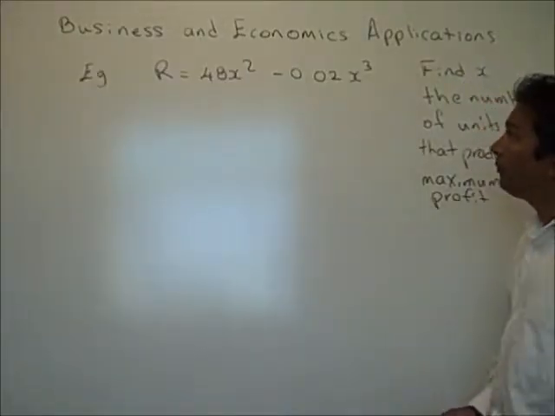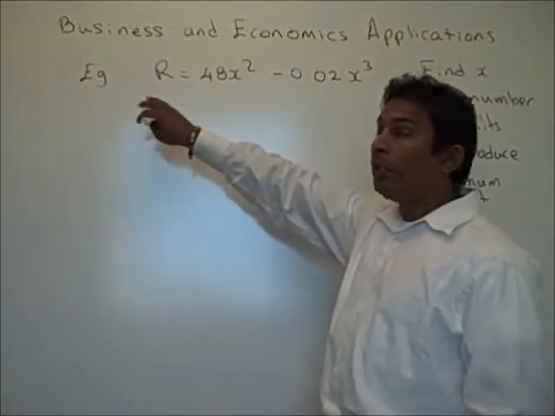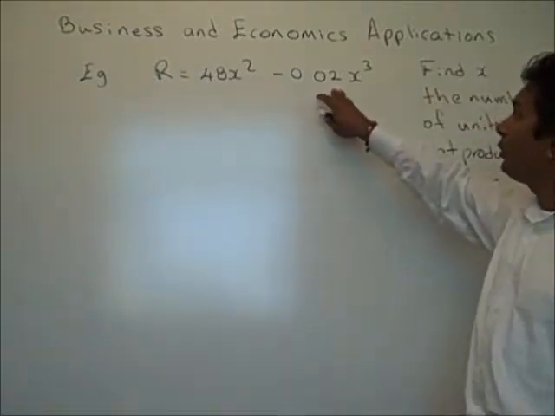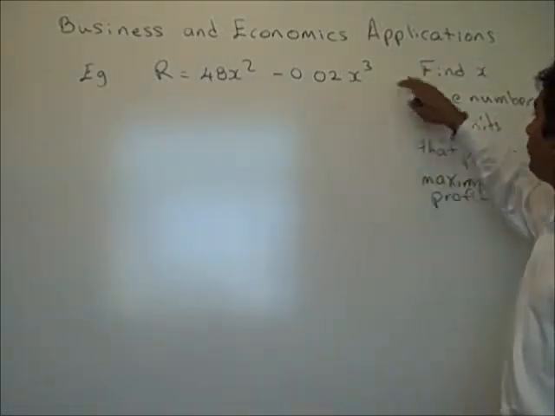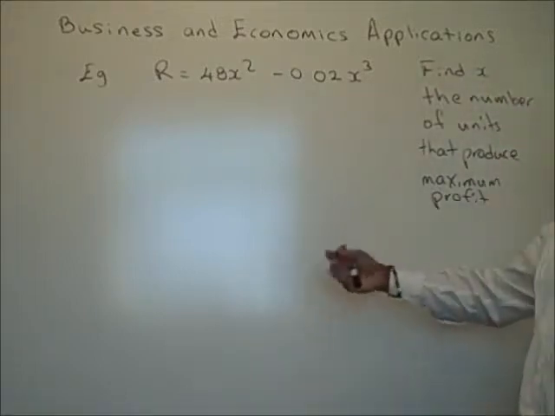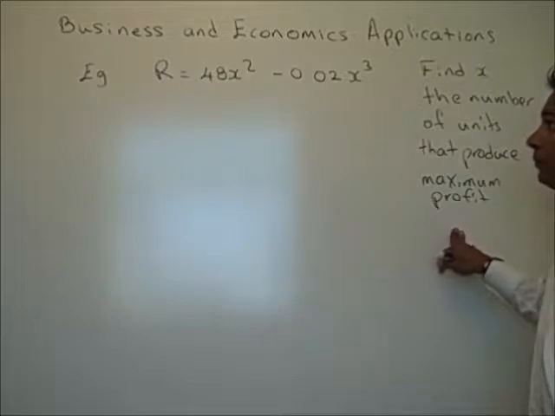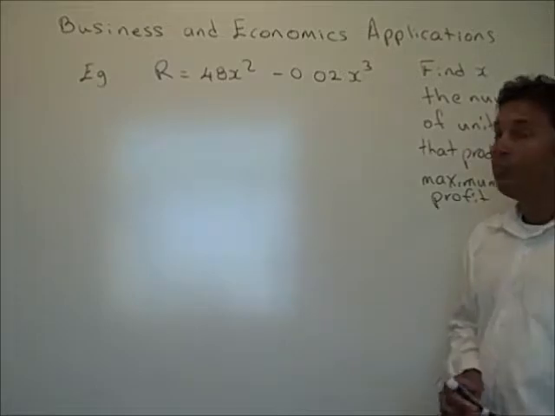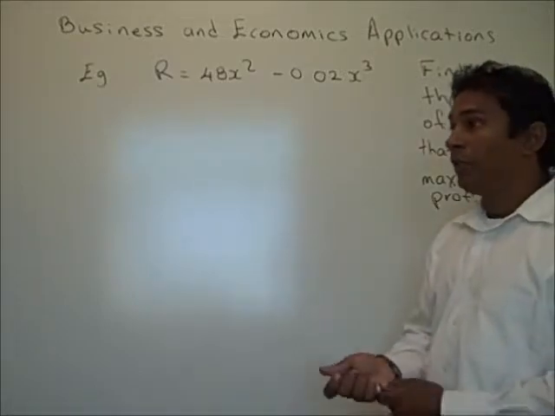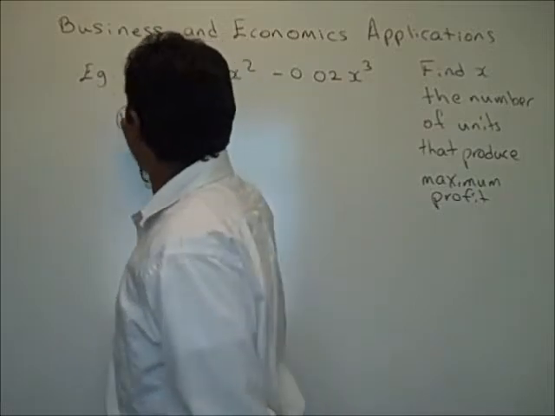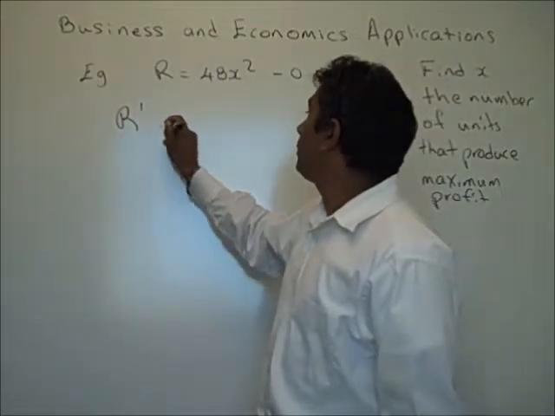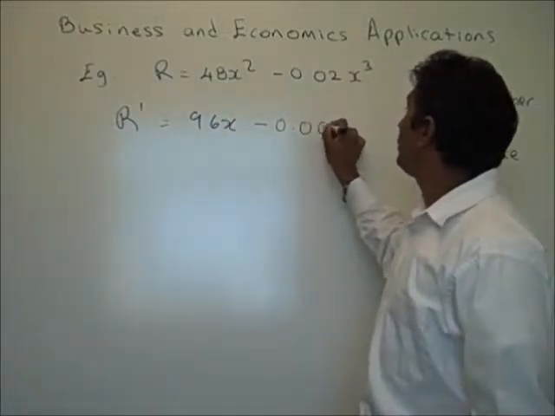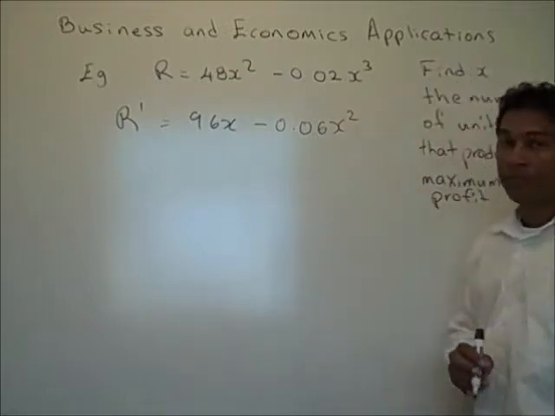So here we have an example with a revenue function where our revenue is given by 48x squared minus 0.02x to the third power. We're asked to find x, which is the number of units that will produce a maximum profit. Now, since it's a maximum profit question, or optimization problem, we first need to find our first derivative and then find our critical numbers. Our first derivative, r prime, would be equal to 96x minus 0.06x to the second power.